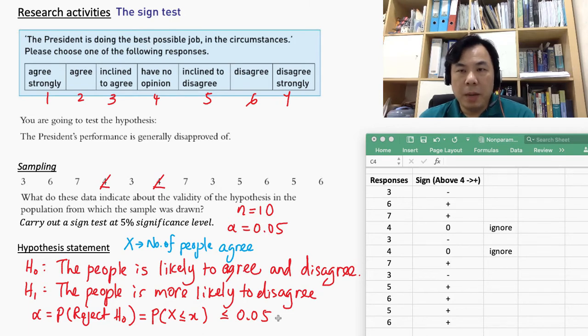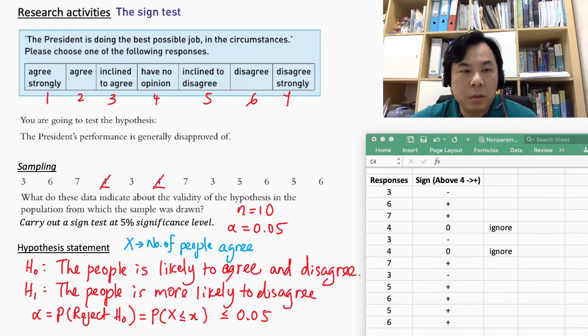Okay, so bear in mind, X represents the number of people who agree in this case. Based on the responses that we have, one person, two people, three people, we have three people who agree with the statement itself. So we are going to find the probability of these three people agreeing with this statement, and then check whether this probability actually falls in the rejection zone or not, the rejection region, right?